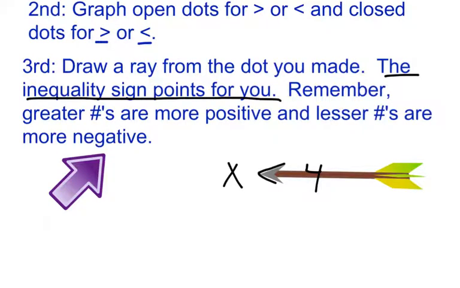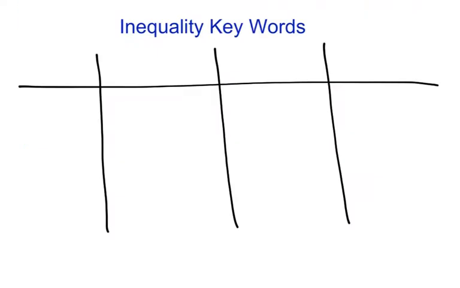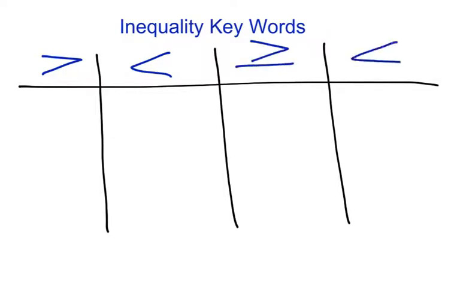Alright, go ahead and pause the video if you need more time. We're going to do an inequality keywords chart and then do a couple examples. Alright, so make a chart with 4 columns, and we're titling it Inequality Keywords, and we're going to have a greater than symbol, a less than symbol, a greater than or equal to symbol, and a less than or equal to symbol.